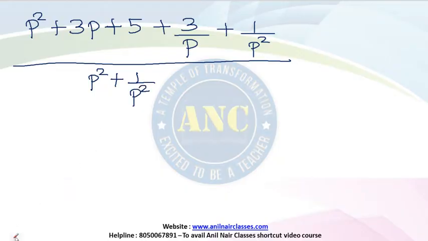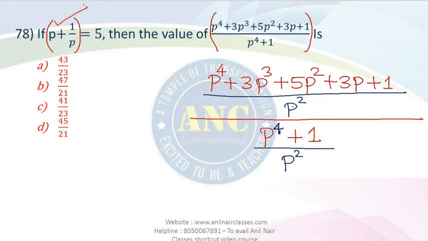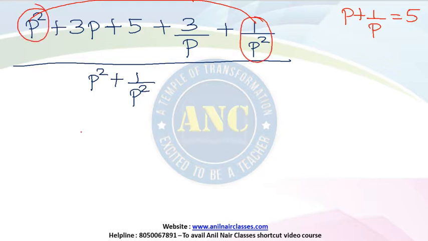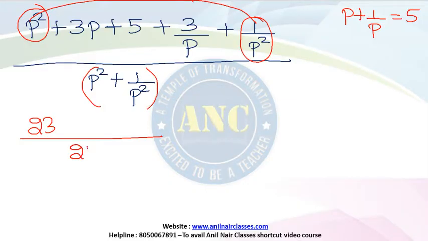Now this question is a very, very easy question, because what is given in the question? P plus 1 by p value is given in the question as 5. If p plus 1 by p is 5, we know that p square plus 1 by p square, the red color marked ones, is nothing but (p plus 1 by p) square minus 2. That means p square plus 1 by p square is 25 minus 2, which is 23. That means the denominator p square plus 1 by p square also will become 23.